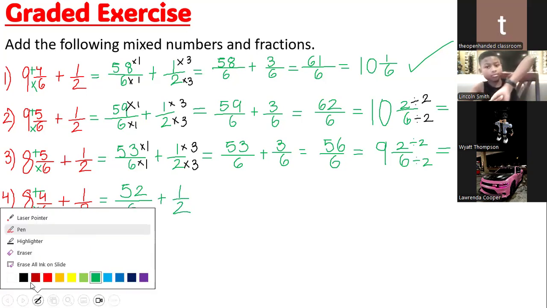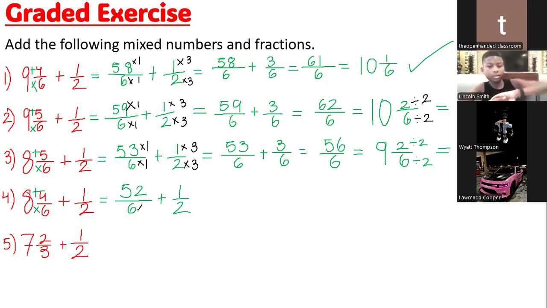2 and 6 aren't the same denominator. So what do we have to do at this point? Times it by 3 and times the top by 3. So you get 3 over 6.